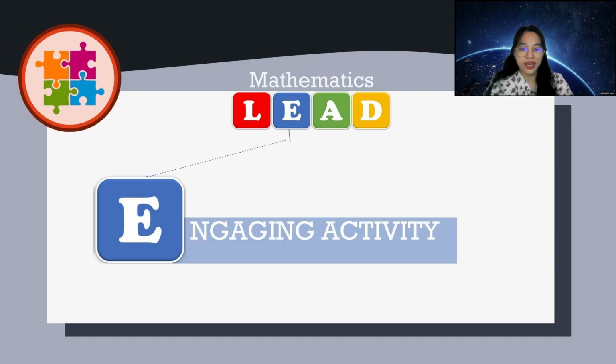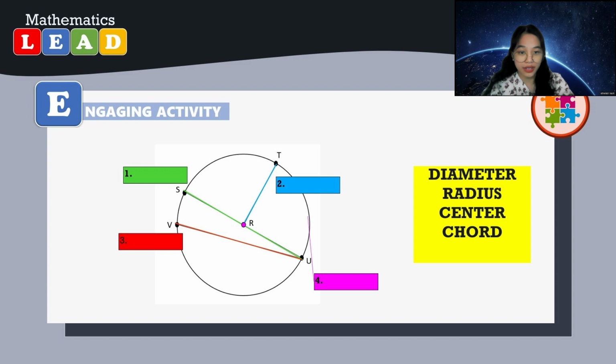For our engaging activity, we are going to identify the parts of the circle. For the first one, we have segment SU. What is this? Exactly, that is our diameter. And the second one would be our radius, which is half of the diameter. The third one is our chord. And lastly, point R is the center. Very good, you're doing great.